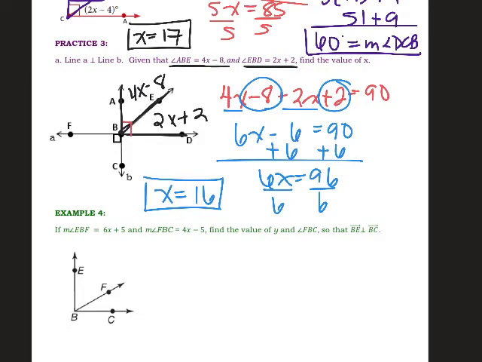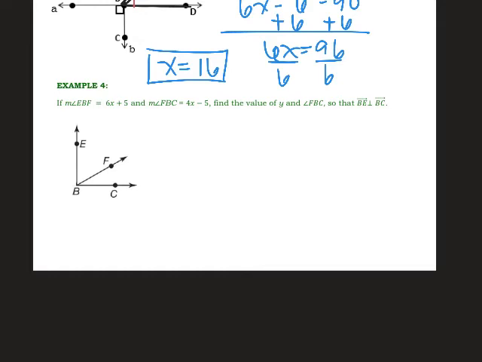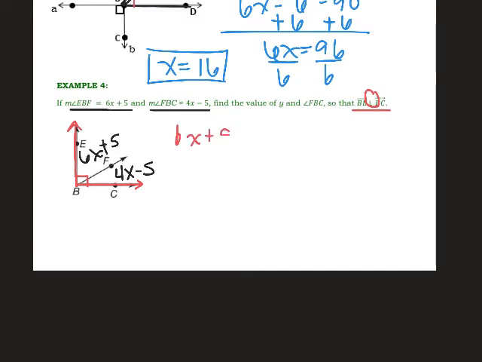Okay? Looking at the next one, same thing where we're going to have to enter our own formulas. So in between the letters E, B, and F, I'm going to write 6x plus 5. And between F, B, and C, I'm going to enter 4x minus 5. I tell you that E to B and B to C are perpendicular by that symbol. That means that you can add the 90 degrees. So just like the last one, we're going to add those together. And we're going to set it equal to 90.